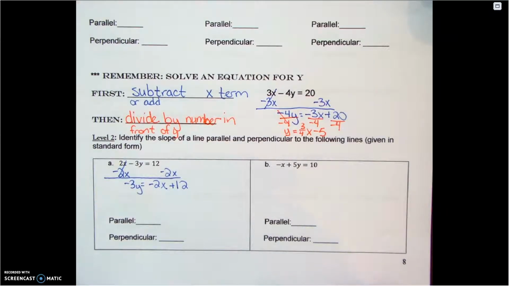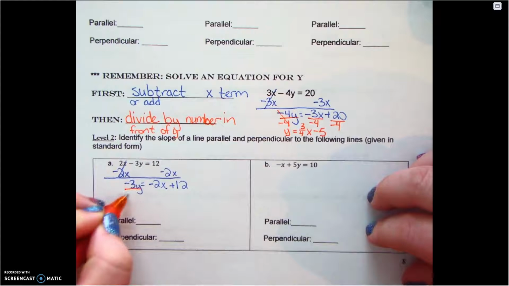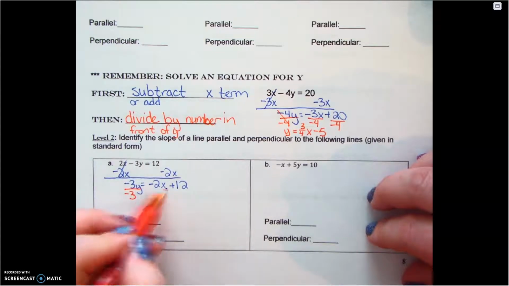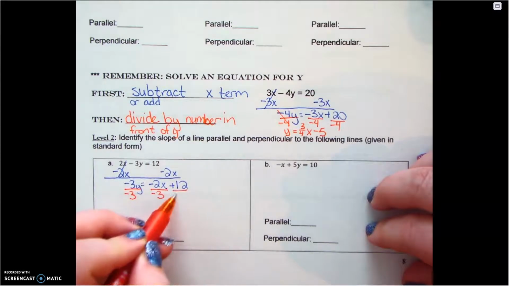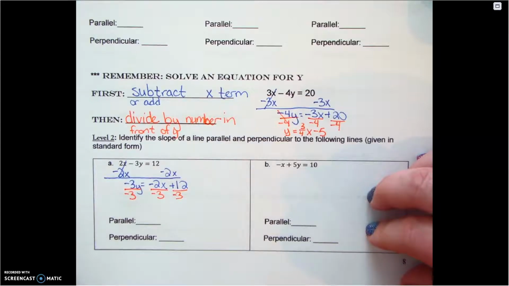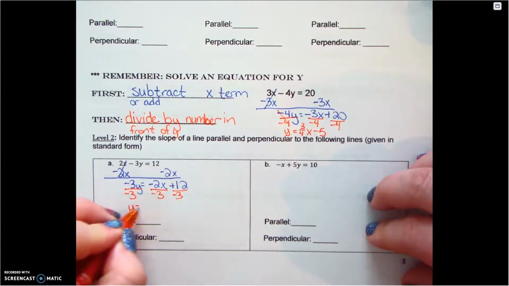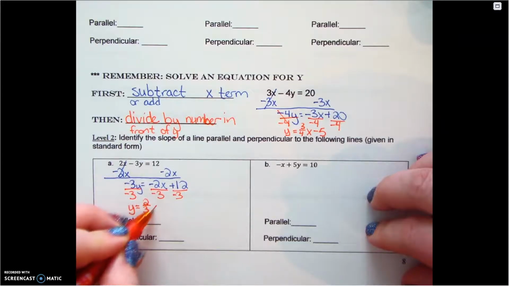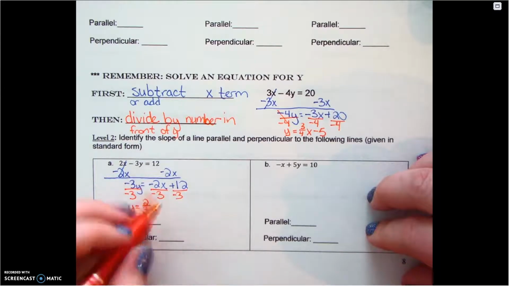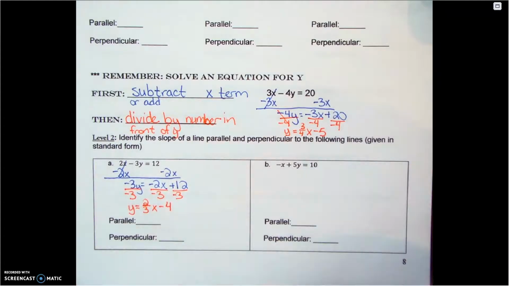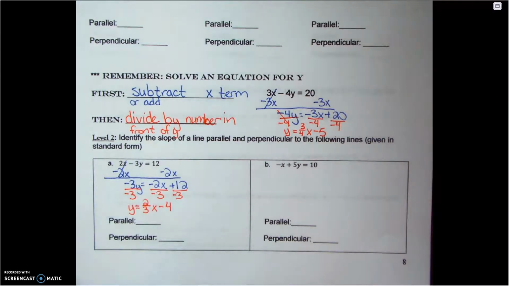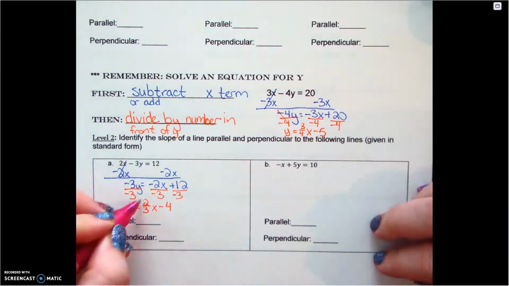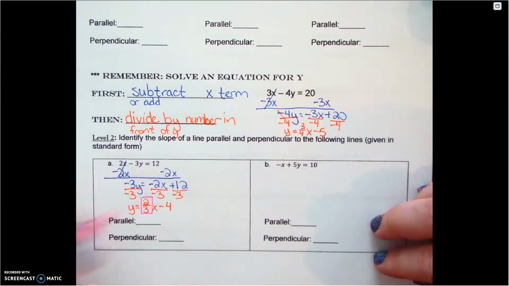Then I have to divide. So divide by negative 3 once, twice, 3 times, and I get y equals negative over negative becomes positive 2/3 x. 12 over negative 3 becomes negative 4. Now it's time for us to identify what is the slope of this original line. The slope is the number in front of the x.